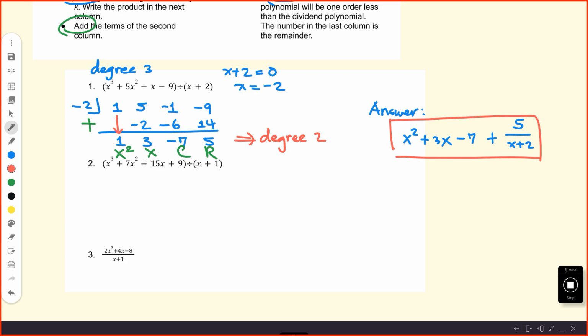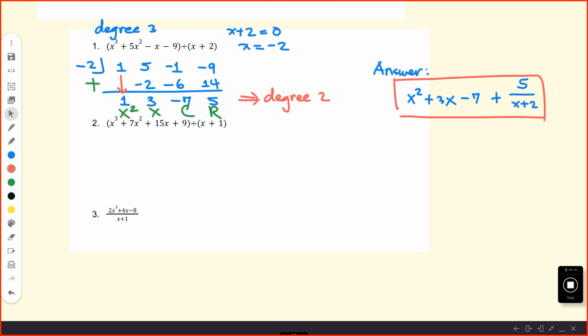Wait, don't move on yet. Would that be easier? No. This method is new to most of you, so you just have to get familiar with it. Again, this can only be applied when your divisor has only two terms. If it's more than 2, like 3 or 4, you cannot do synthetic division.